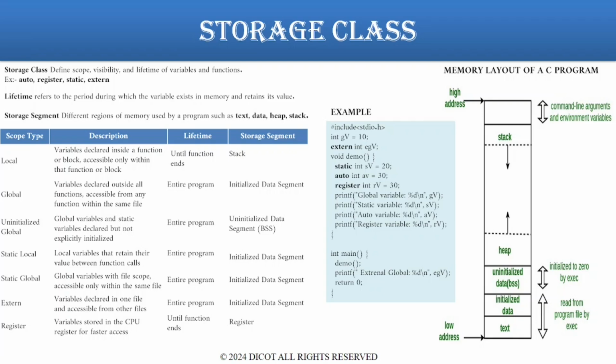SV is a static variable and will be allocated memory in the initialized data segment. AV is an automatic variable and will be allocated memory in the stack segment. RV is a register variable and will be allocated memory in the CPU registers. So this covers an overview of storage classes in C programming language.